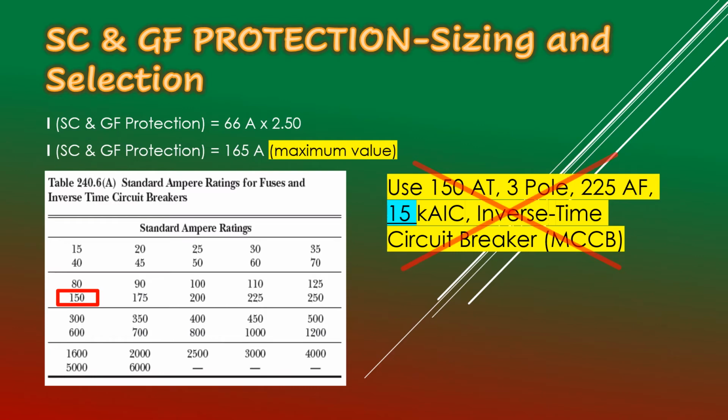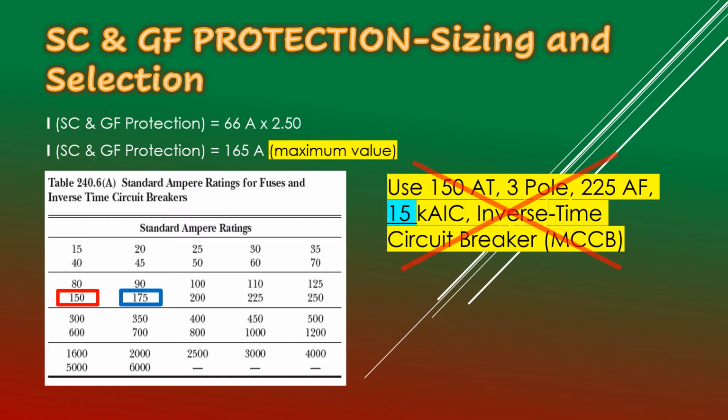No, we cannot use 150 ampere trip. We can use, however, we have to make sure that the motor will accelerate. That's why he has given 250% of the FLC of the motor. So can we use 175?